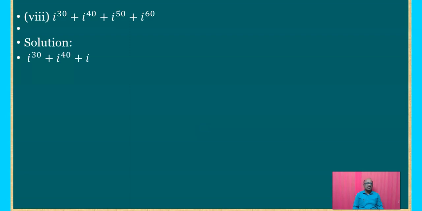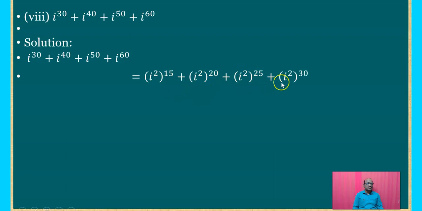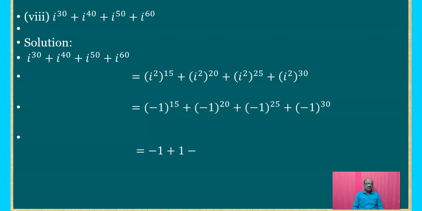Next is i^30 plus i^40 plus i^50 plus i^60. That can be written as (i²)^15, (i²)^20, (i²)^25, (i²)^30, which is (-1)^15, (-1)^20, (-1)^25, (-1)^30. Overall -1 plus 1 minus 1 plus 1, and the answer is 0. Therefore, we write the answer in this manner.